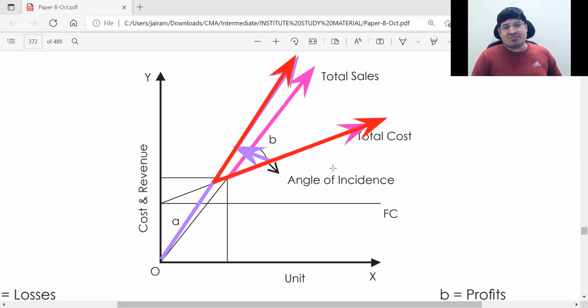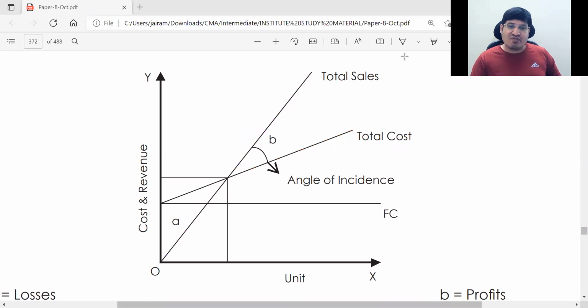Again, the angle of incidence increases if the per unit selling price is increased, or per unit cost is reduced. It doesn't increase when more units are sold. Kyun? Because when more units are sold, the same line will go on increasing, and the same line will go on increasing if more units are sold. So the angle doesn't change, right? Angle remains the same, the line is increasing. इसीलिए वो change नहीं होता है.